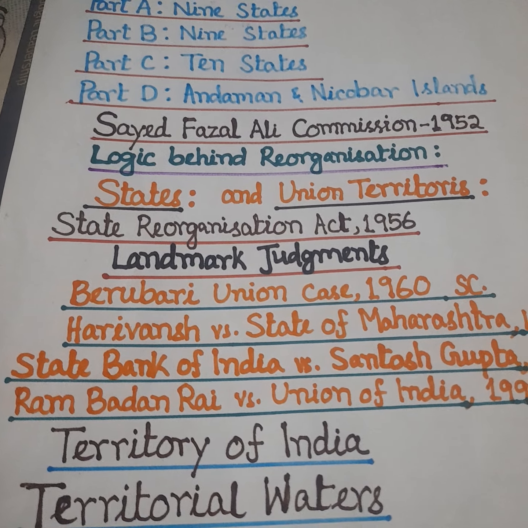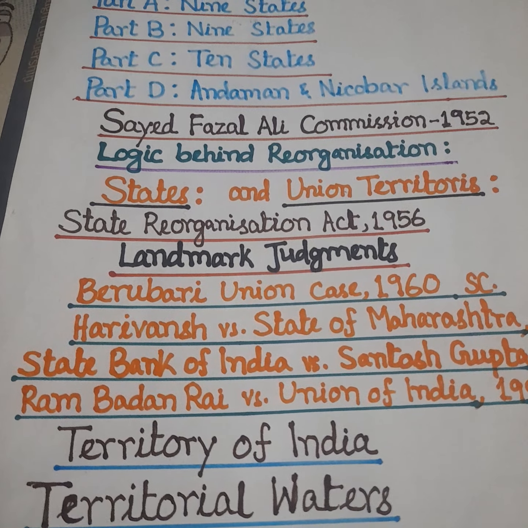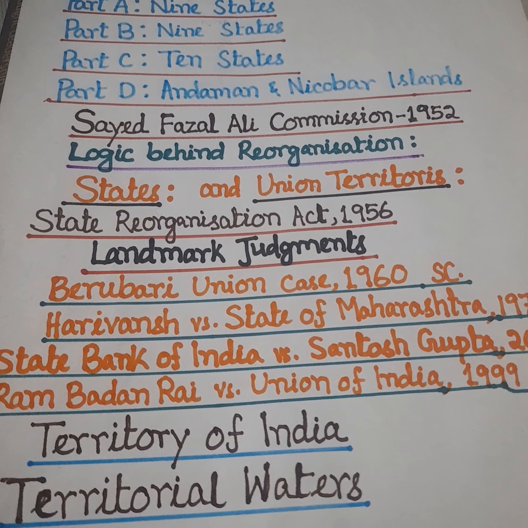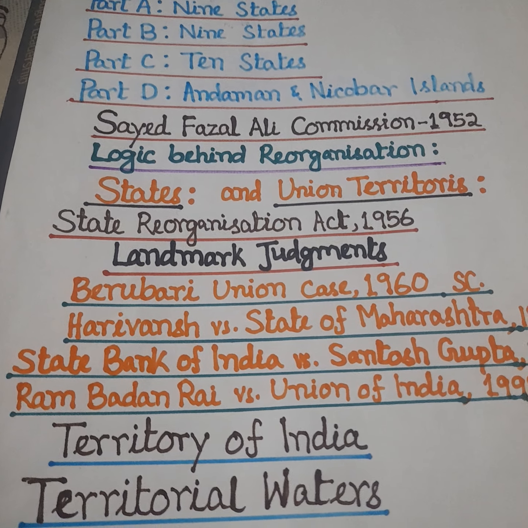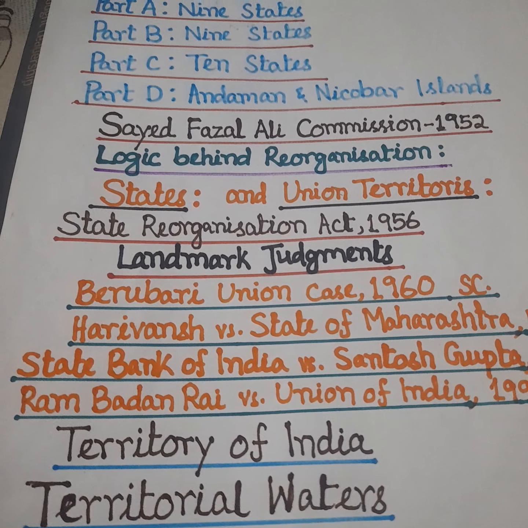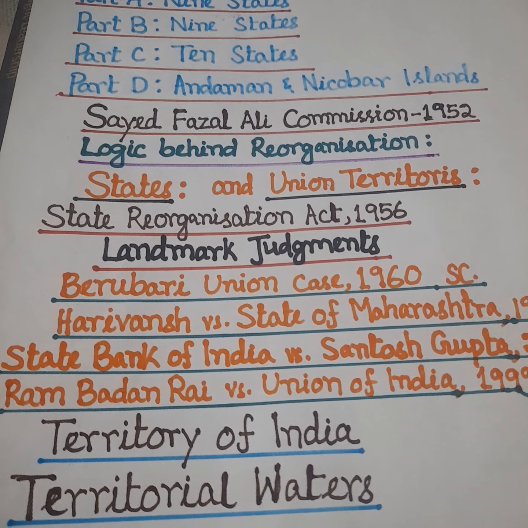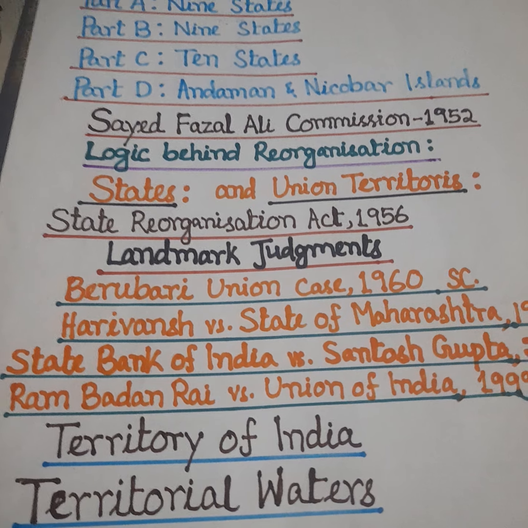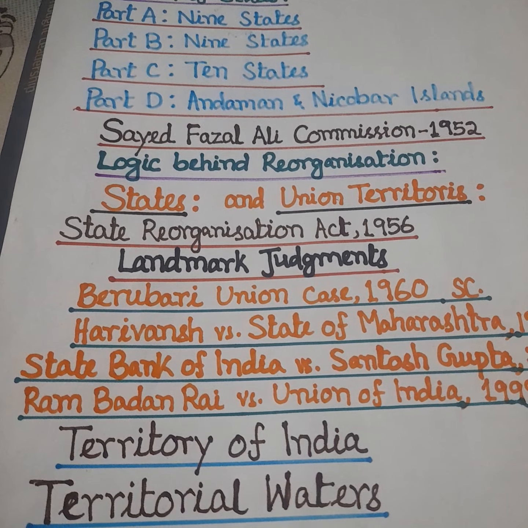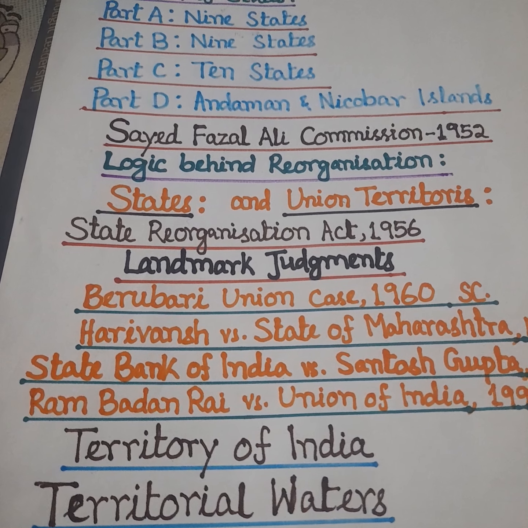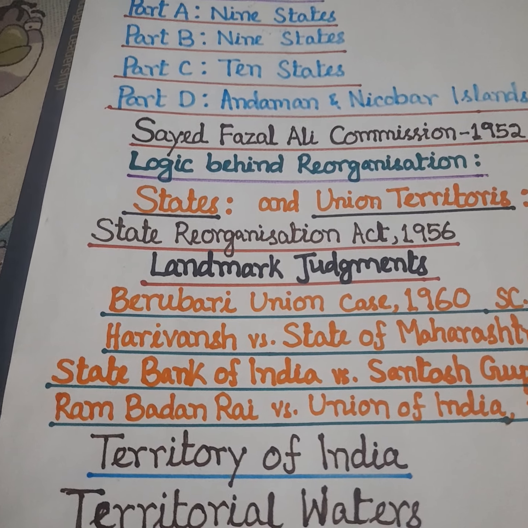So, after the formation of Telangana on 2nd June 2014, the last reorganization of states was made in 2019, and that is relating to Jammu and Kashmir and Ladakh. So the former state of Jammu and Kashmir was divided into two separate union territories.